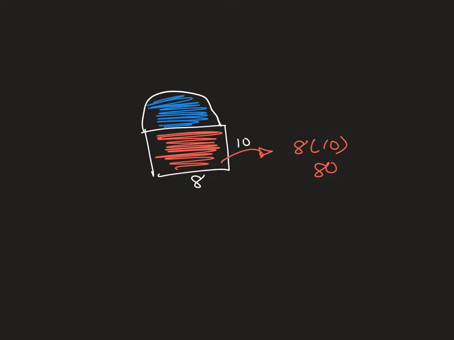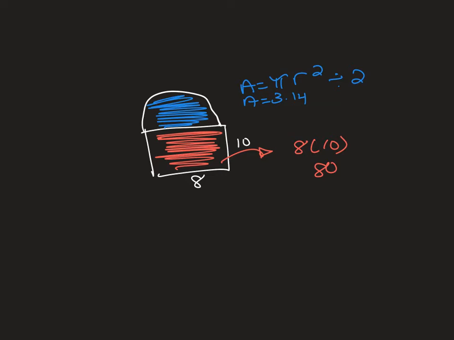All right, my next step is to find the area of the half circle. We know that the formula for area of a circle is pi times radius squared. And since that's just half a circle, I'm going to divide it by 2. So I'm going to say 3.14.